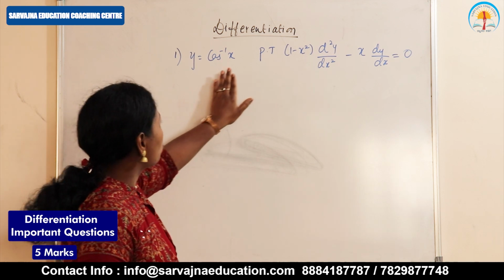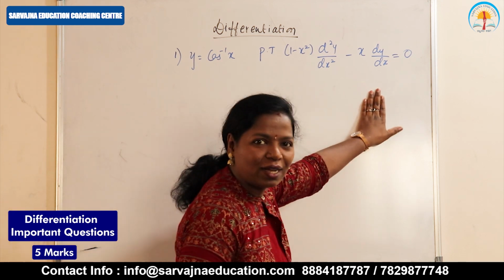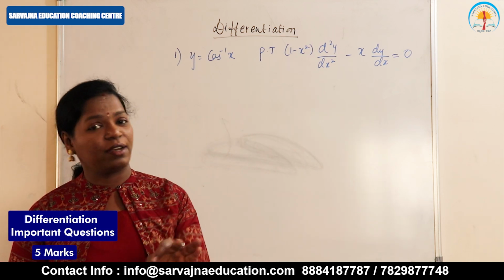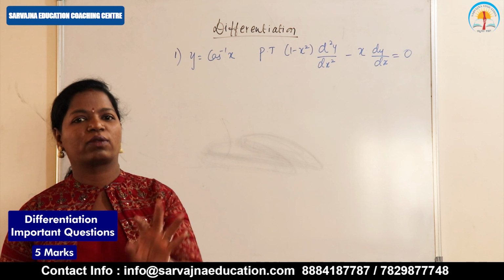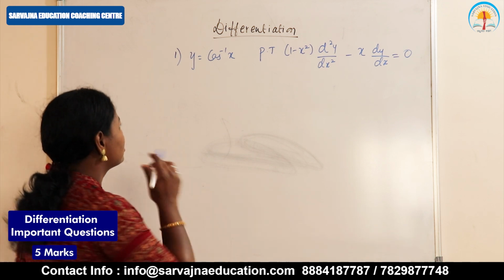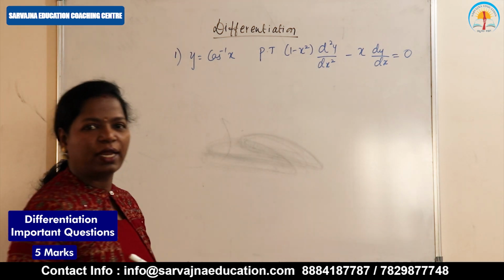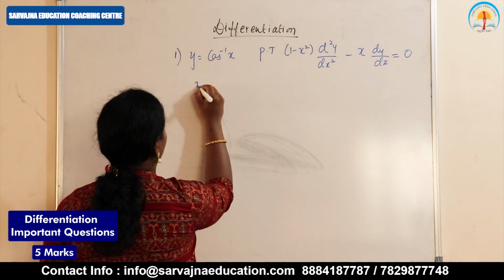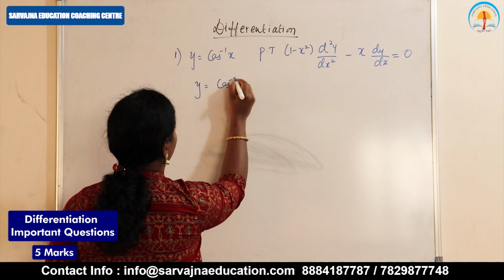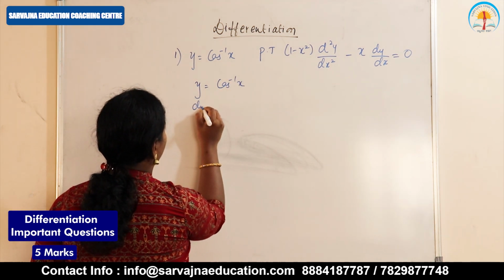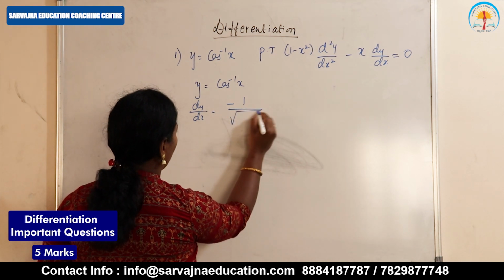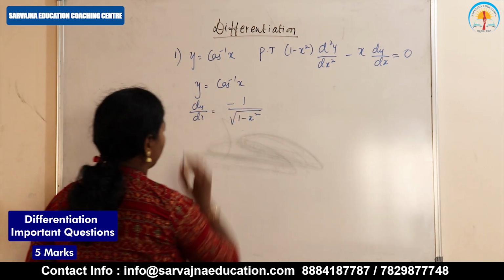So y is equal to cos inverse x, we have to prove that. The 5 marks questions I am doing are definitely guaranteed questions. Definitely you will get one in the final exam. So first we take y is equal to cos inverse x, then start differentiating. dy by dx is equal to minus 1 by root 1 minus x square. Correct, right?